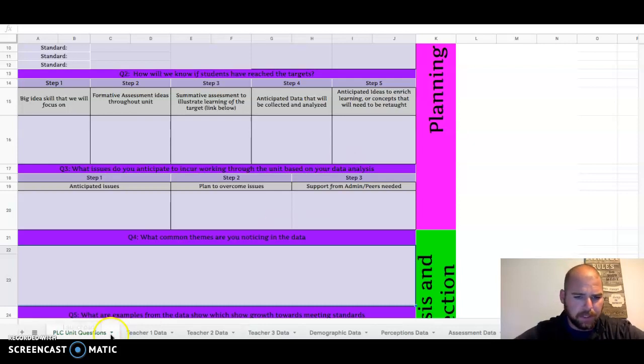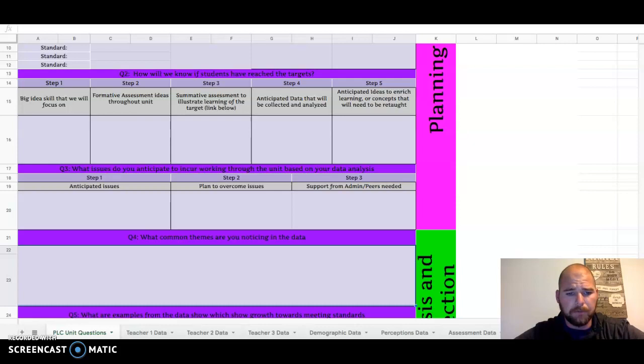Then if you look down all across the data, the reason I chose to do this in Sheets is because it's an easy thing for everybody to input their data. They can all share this workbook, and everybody has their teacher data down across the bottom. Then those are going to be our building tabs: the demographic data, perceptions data, and assessment data, which we would correlate as a building and disseminate out to the different PLCs.